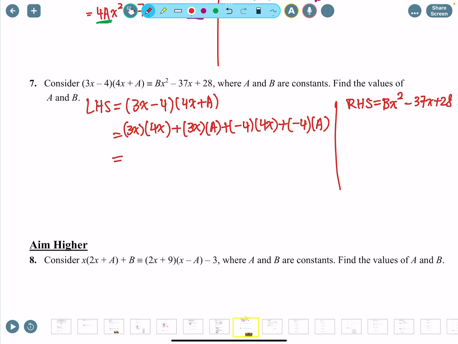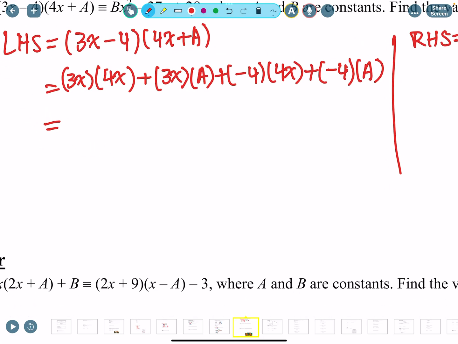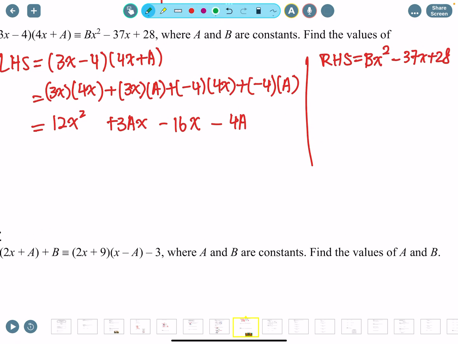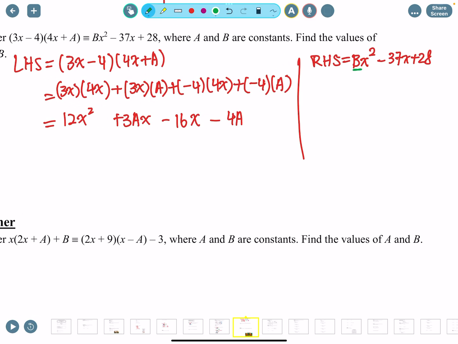All right, so just slowly calculate. 3 times 4 is 12, x squared. x times x is x squared. Plus 3ax. You always want to put the x last, so it looks better. It's the standard, actually. Negative 4 times 4 is negative 16, with an x next to it. And then we have negative 4a. All right, so let's see what we can do here. We know that b is going to be 12. That's quite straightforward. b equals 12.